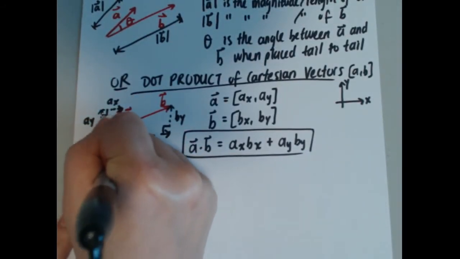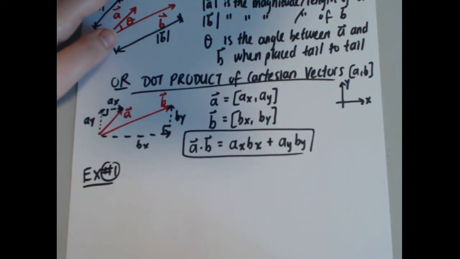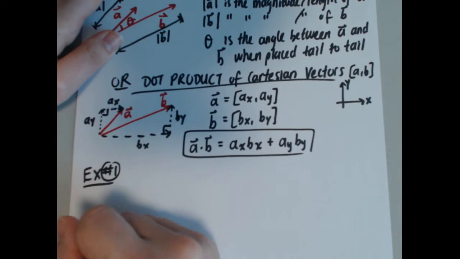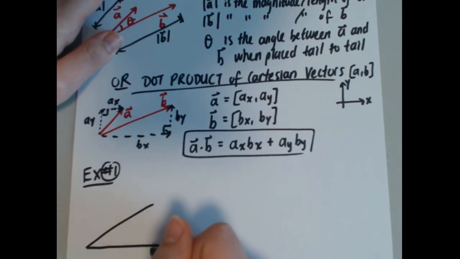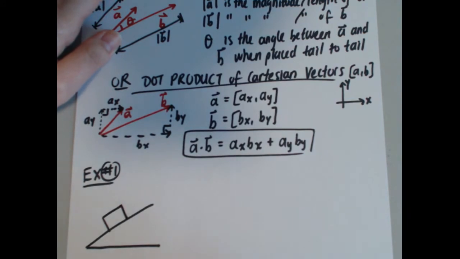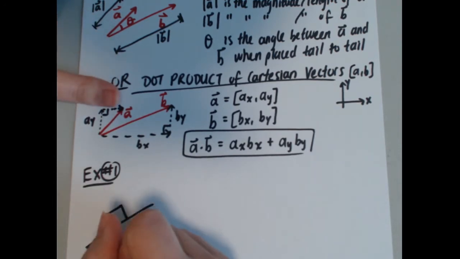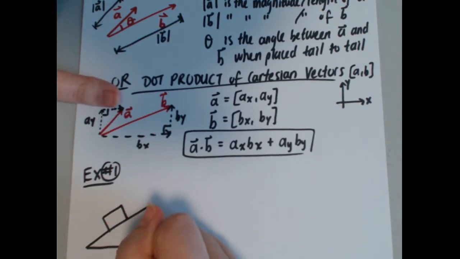Example 1. Dot product is used in physics quite a bit. So assume you have some kind of a ramp, and you've got a box on that ramp. Those of you in physics, this scenario is going to seem extremely familiar. So there's a box on a ramp, and let me just indicate that here.